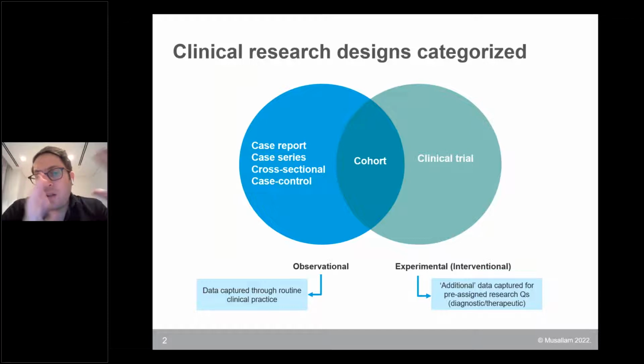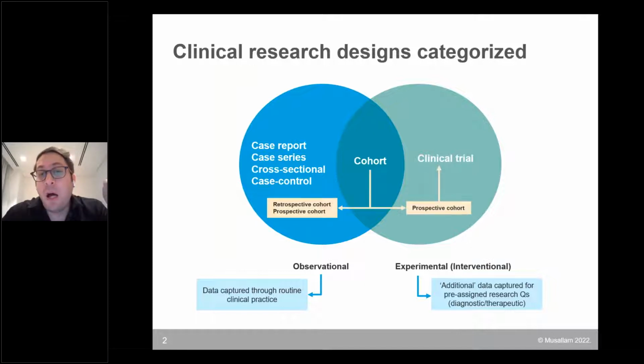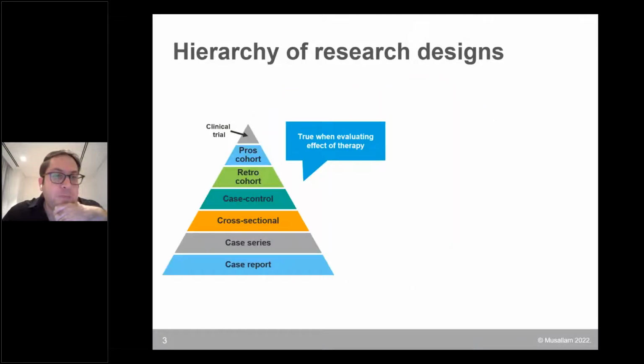So under those two umbrellas, under the observational study design, what we will cover today is case report, case series, cross-sectional studies, and case control studies. And under experimental studies, we will mainly cover clinical trials. Now, the cohort study design, which is something that comes in between, as you see here on the figure, can be either or. So you can have observational cohort studies, and they can be retrospective or prospective, or they can be prospective cohort. When we talk about prospective cohorts that are experimental, that is what we actually refer to as a clinical trial. And all of these will make more sense in a minute, because I will go over each individually to explain what they mean.